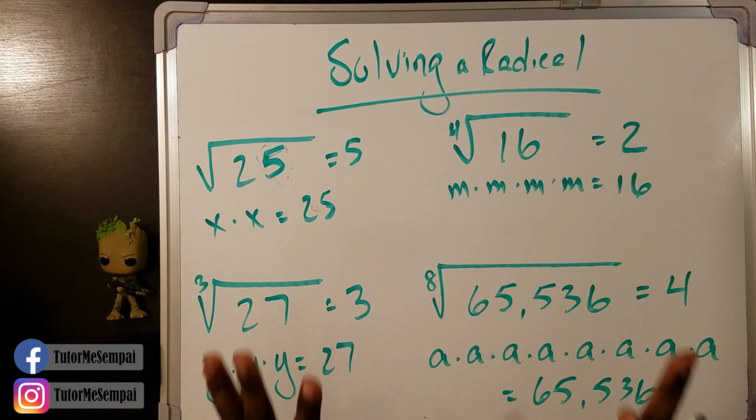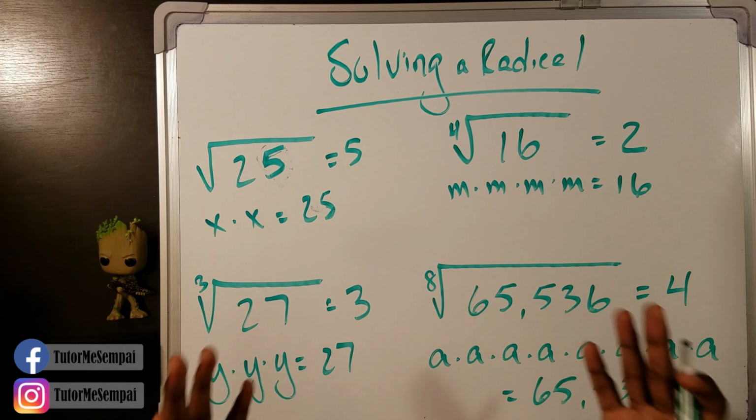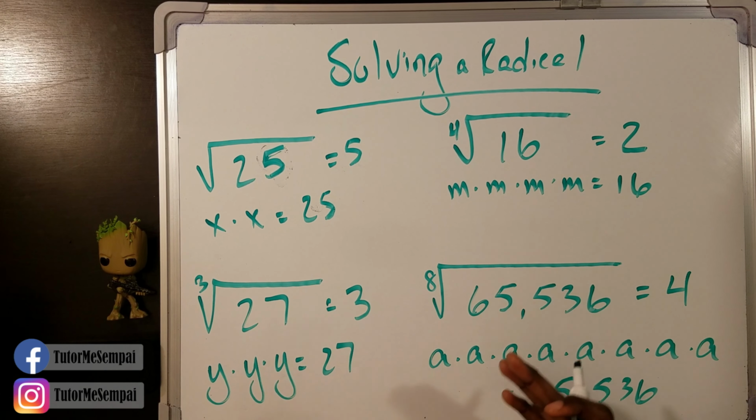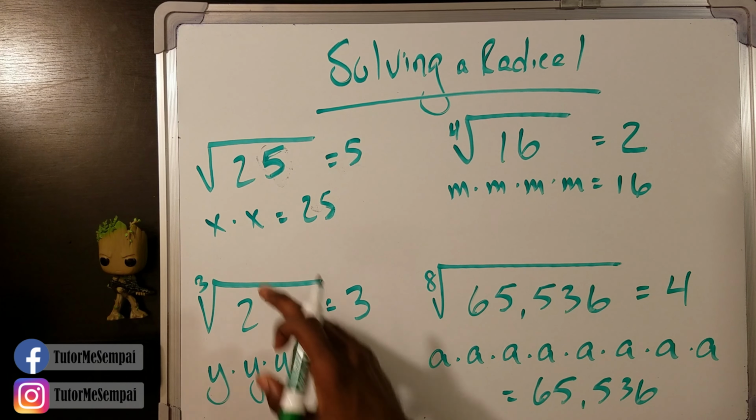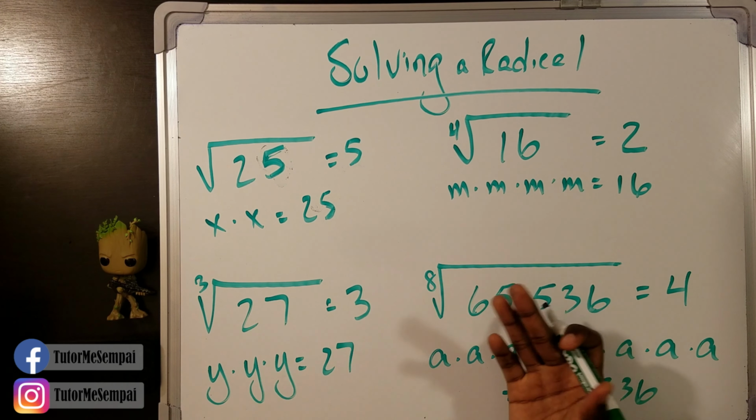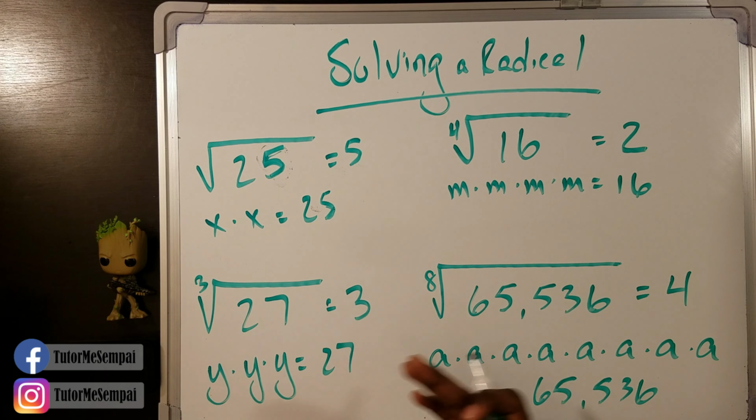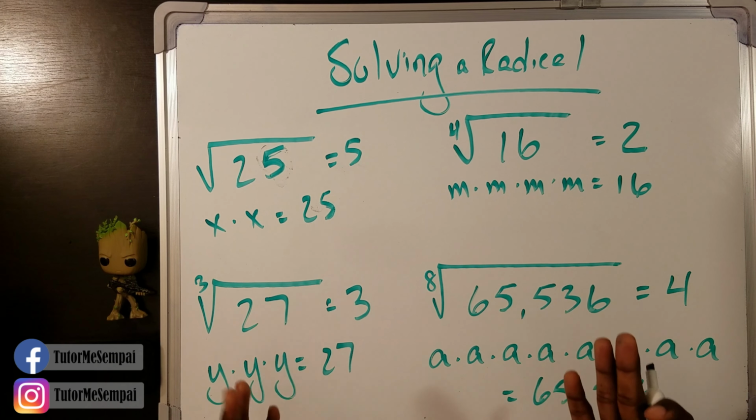Now, you might not always get nice, easy radicals, or what we consider perfect radicals. These are perfect radicals because there is a number that when multiplied by itself, the index many times, you get each one of these radicands. However, that's not always the case.